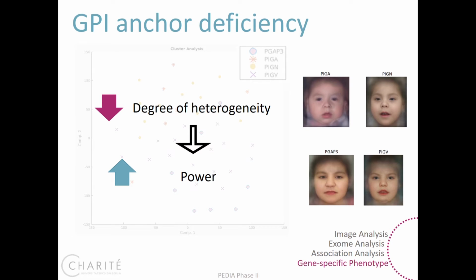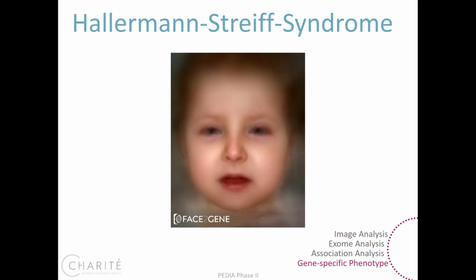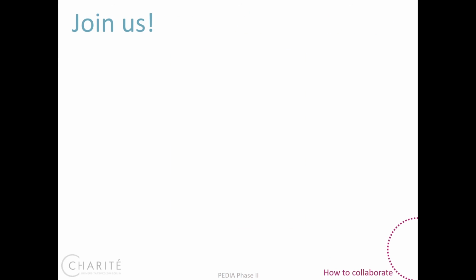We will therefore define cohorts of unsolved patients that share a characteristic facial aspect. The Hallermann-Streiff syndrome, which is defined by a proportional small stature and small eyes, a beak-shaped nose and a small chin, would be an example for a disorder without a known molecular cause. Whenever there are enough mutually similar patients for an association study, we will contact you and ask for research collaboration.